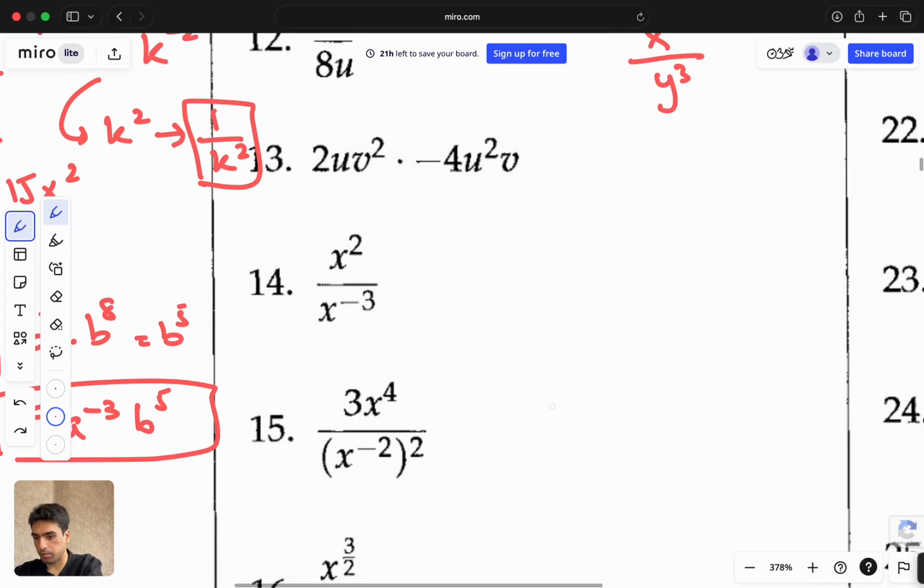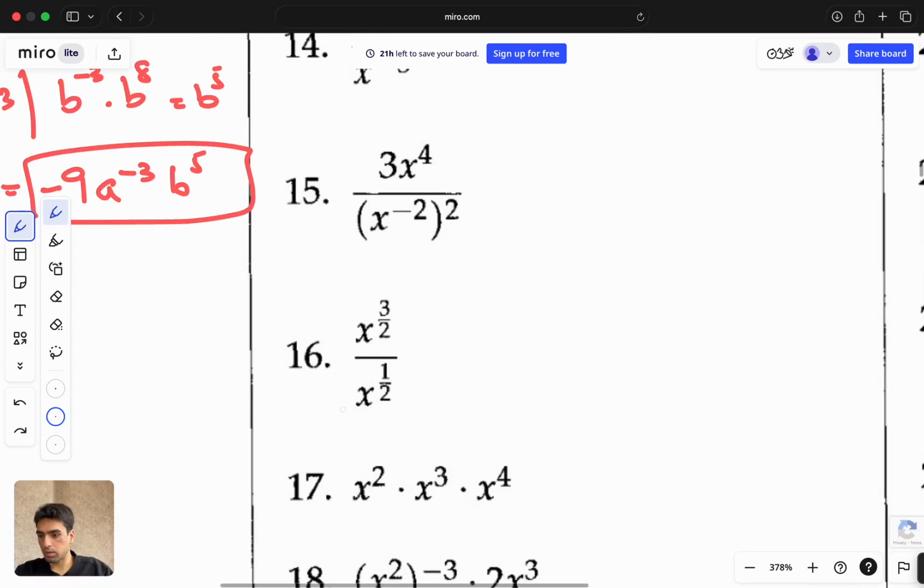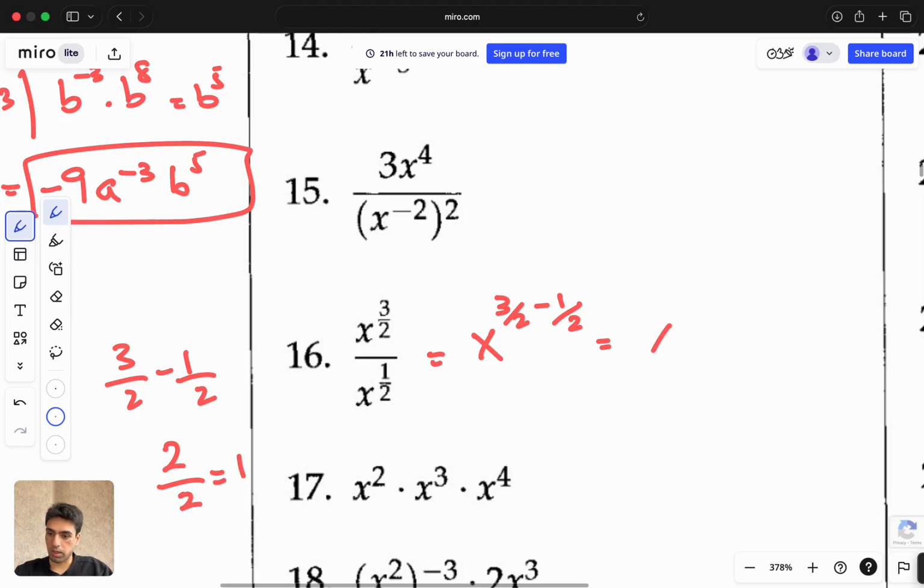Let's try this one, 16. So because you have the same bases and it's being divided, which means you have to subtract the powers. So x to the 3 over 2 minus 1 over 2. So 3 over 2 minus 1 over 2 is 2 over 2, which is 1. So it's actually x to the power of 1, or just x.